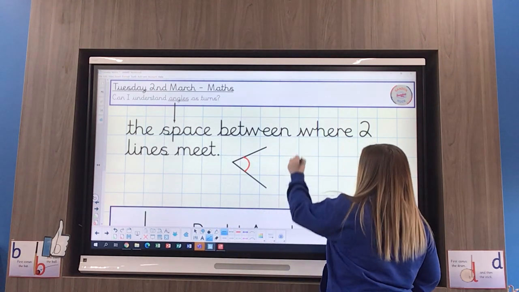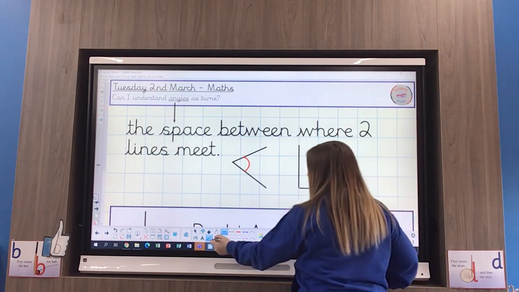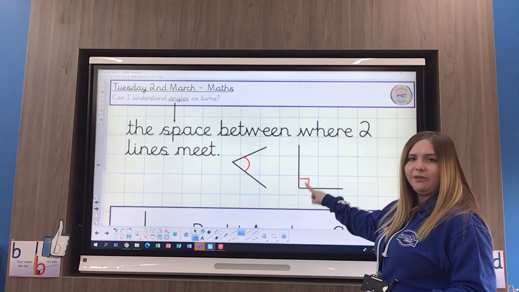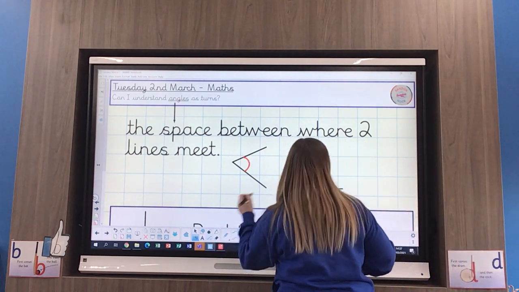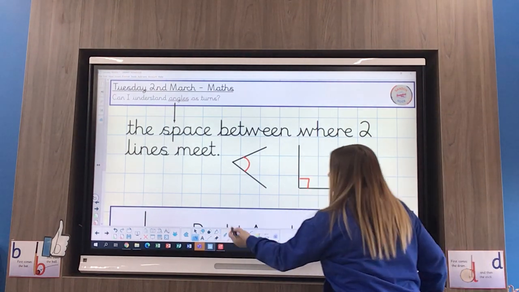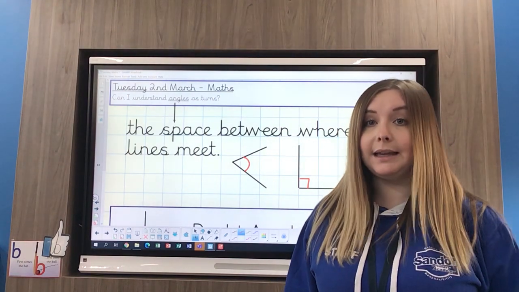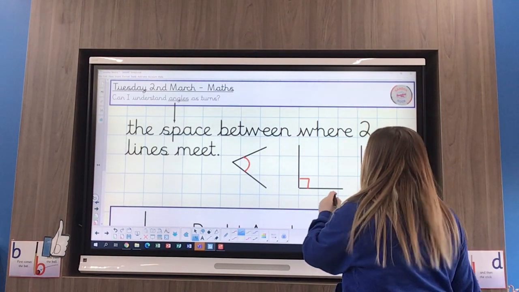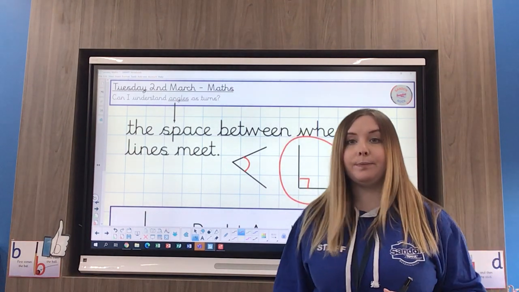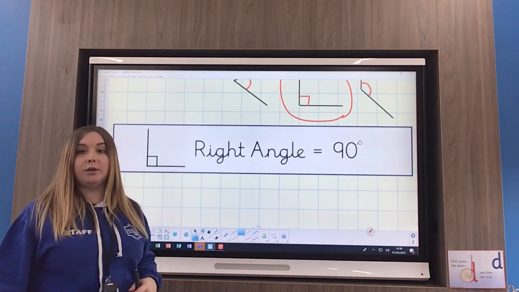Let's draw 2 more lines. Okay. The space between. You'll see why I put a square in that one in a little bit. Okay. So an angle is the space between two lines that meet. And this angle has got a special name. And it's called a right angle.